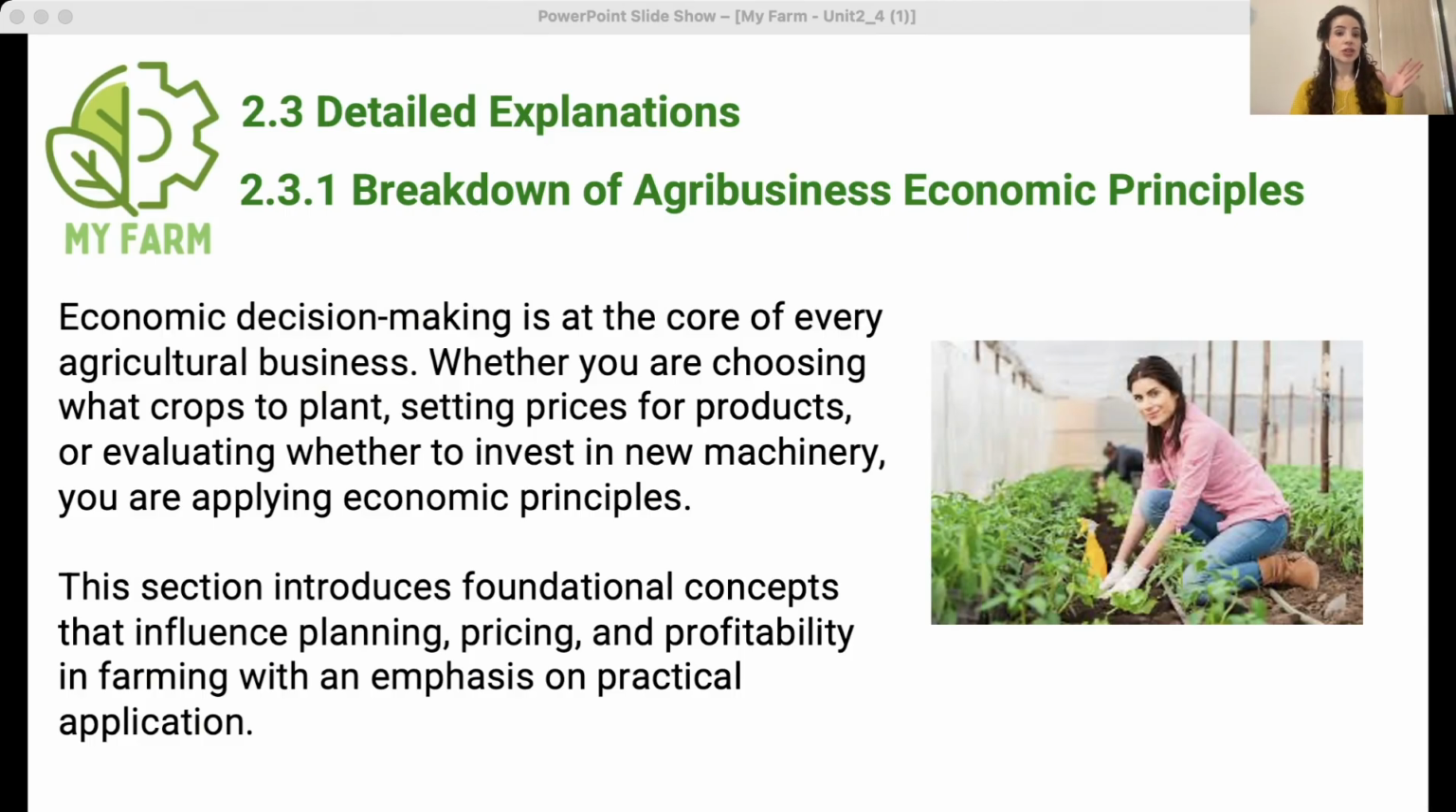Economic decision making sits at the core of every agricultural business, whether or not it is formally recognized as such. Every time a farmer chooses what crop to plant, how much land to allocate, when to sell, or whether to invest in new machinery, they are making an economic decision. These decisions always involve trade-offs between cost and return, between risk and stability, and between short-term needs and long-term goals. This section helps to make those trade-offs visible and manageable.